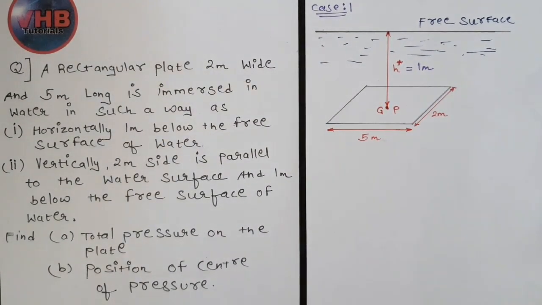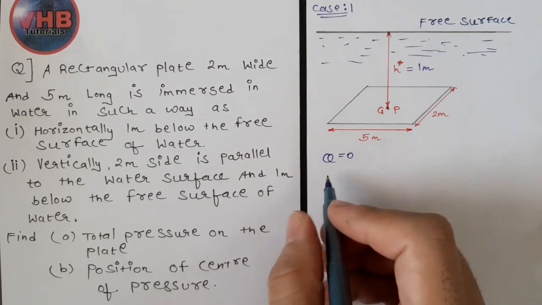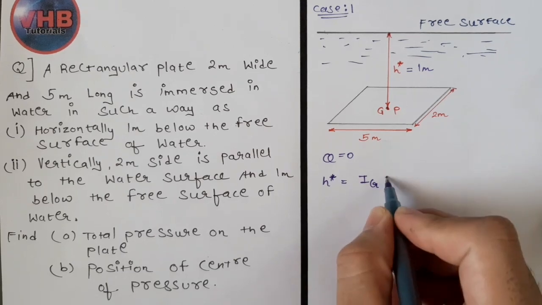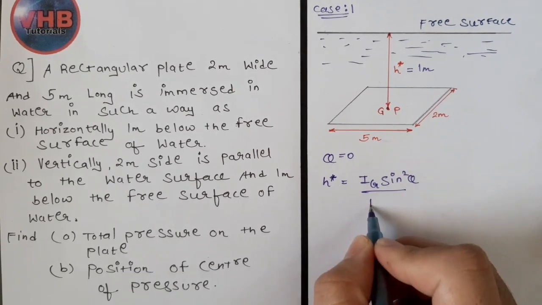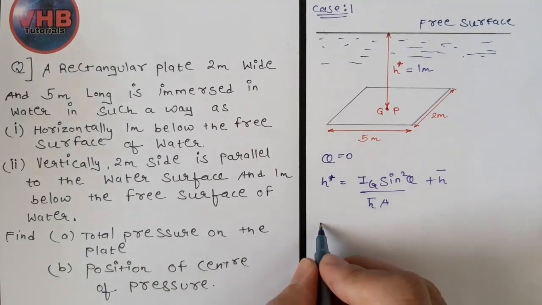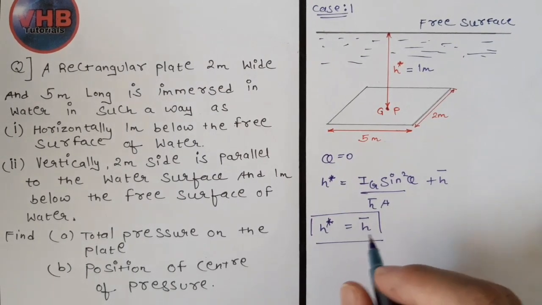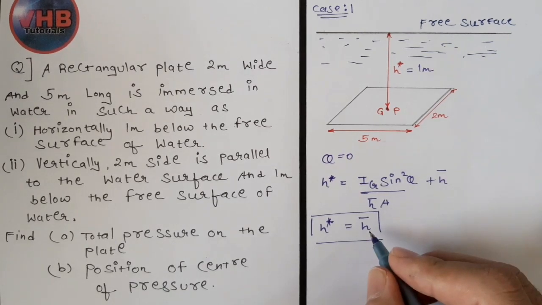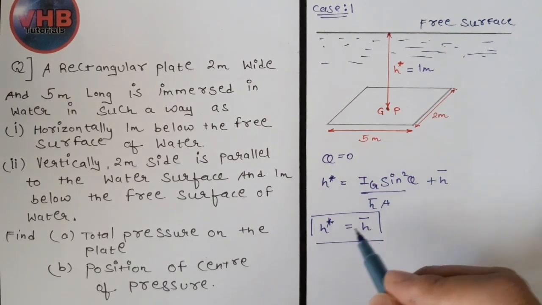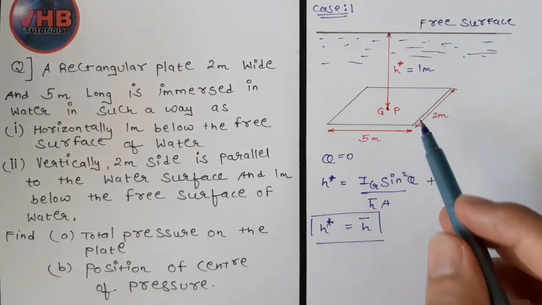Now in the previous video we discussed that when theta, the angle of inclination of the plane, equals 0, from the equation of h star, which is equal to Ig into sine square theta upon h bar into A, plus h bar. If you put theta equal to 0 in this equation, then you get h star equal to h bar. This h star is the height of the center of pressure from the free surface of the liquid and h bar is the height of the centroid from the free surface of the liquid. So when theta is equal to 0, the height of both the center of pressure as well as the center of gravity for the plane is the same.